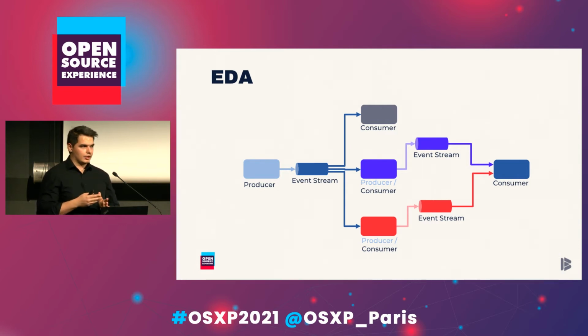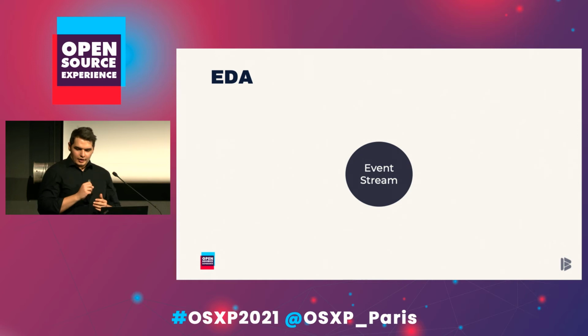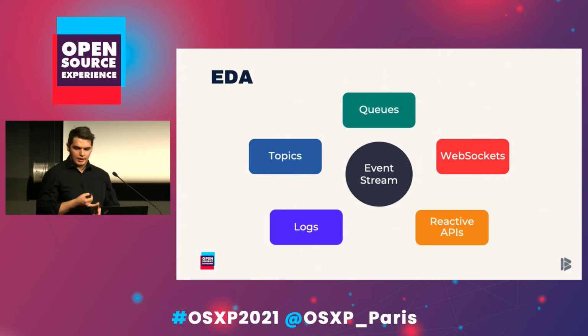We can also have a combination of those two. An application can be a producer and a consumer, and in that case, it's called a streaming application. But what exactly is an event stream? An event stream can be many things, many protocols and tools. As long as you have a protocol that you can asynchronously subscribe to, that can be an event stream. So we can have queues, WebSockets, reactive APIs, topics, logs, a lot of protocols and tools that we can use to get an event stream going.